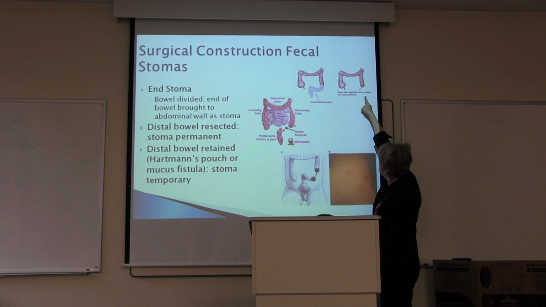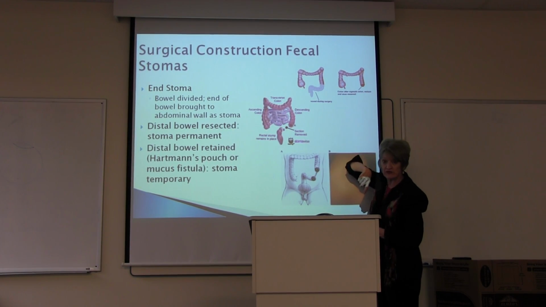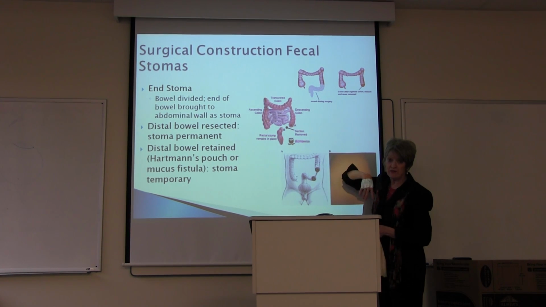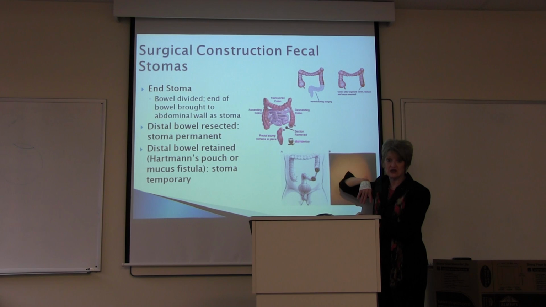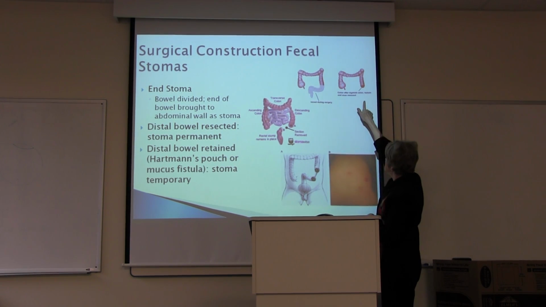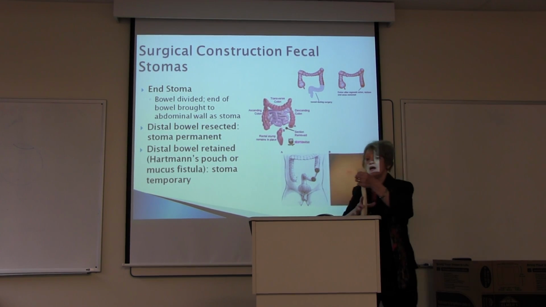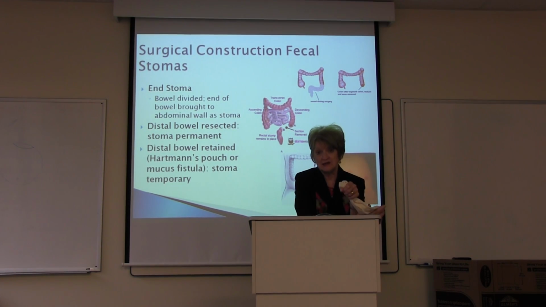When I have an end stoma, it could mean this. It could mean that everything below that point's been removed. That's what it would mean if the patient had had an APR, abdominal perineal resection of the rectum. So if I see this end stoma, and then I go to the chart and I see that the patient's had an APR, I know that this is a permanent colostomy. Everything below this point's gone.